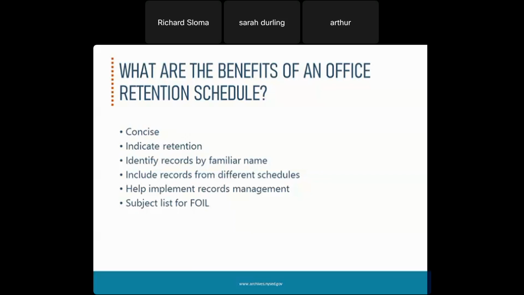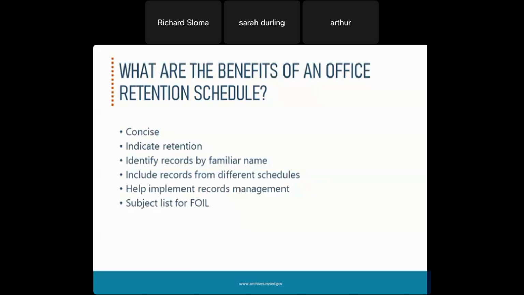Office schedules can also include records from disparate schedules. For example, if a local government maintains municipal records covered by the LGS-1, court records covered by the Office of Court Administration schedules, and vital records covered by Department of Health schedules, then its office schedule might include a mix of all these in a single convenient document.